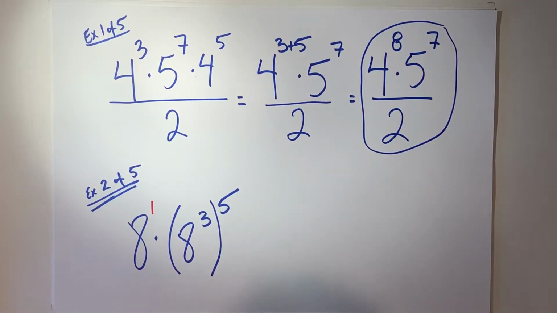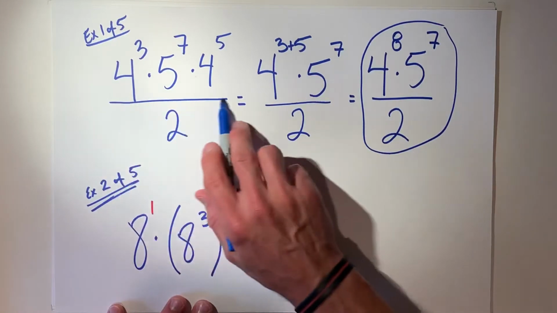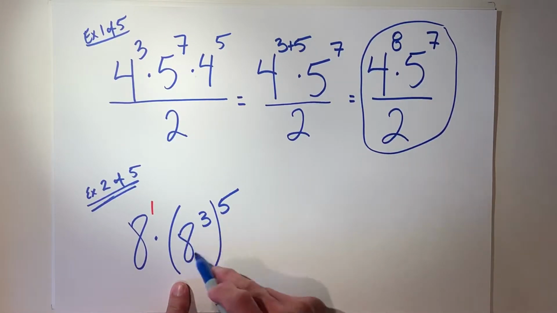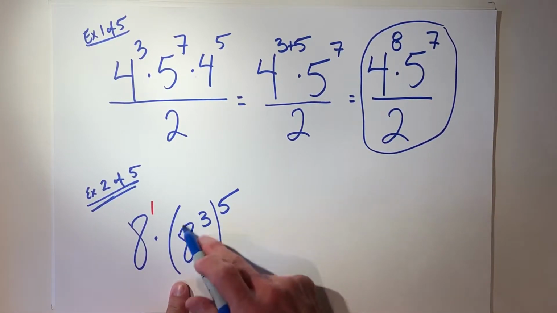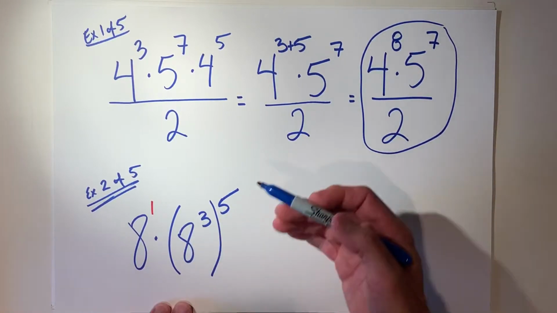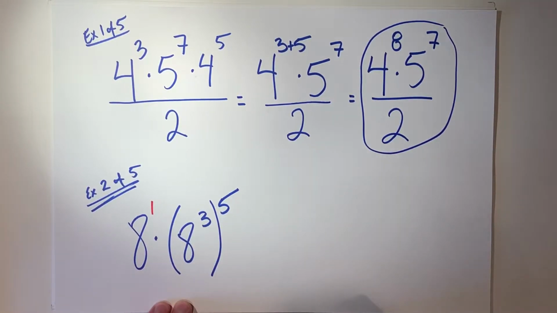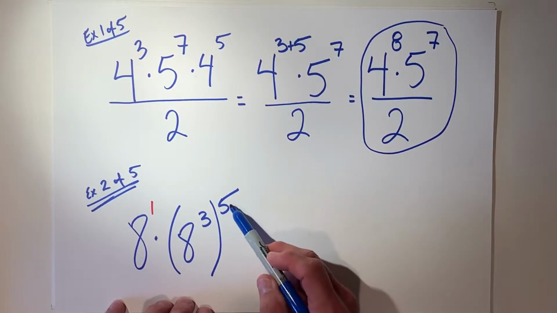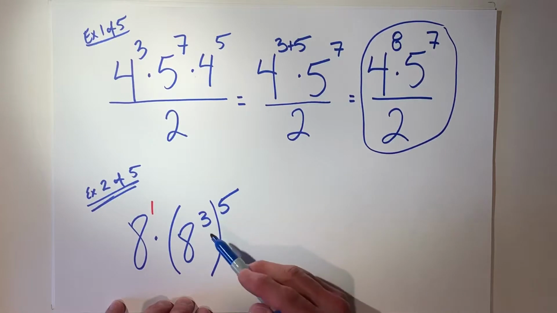But here's where we deal with, similar to this one, we have a grouping symbol, and we had to deal with that. Here we have a grouping symbol, a parentheses, and while we could in theory multiply 8 times 8 times 8 together, that's not really our objective. So we're going to leave this alone and move down a layer of the order of operations and do the exponent piece. And that means I'm going to do the exponent of 5 onto this 8 to the 3rd.